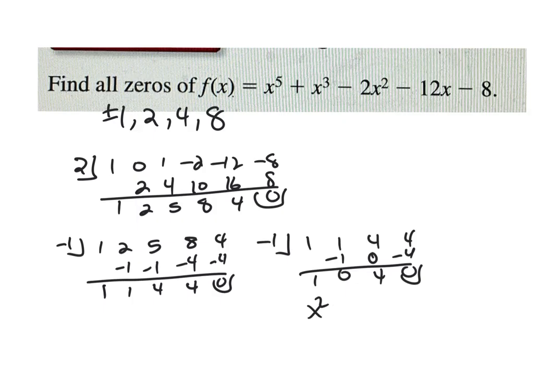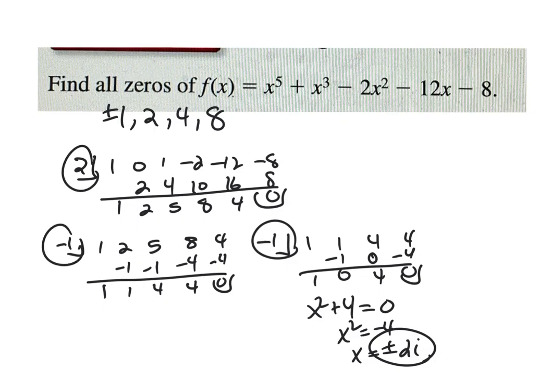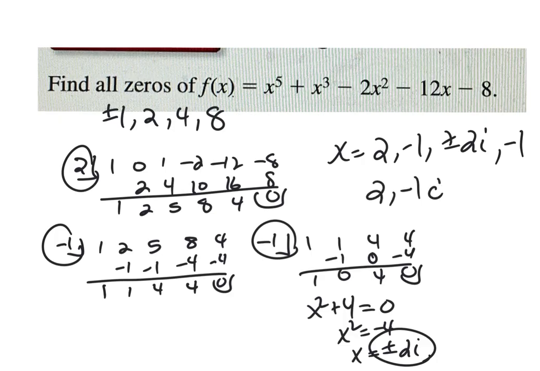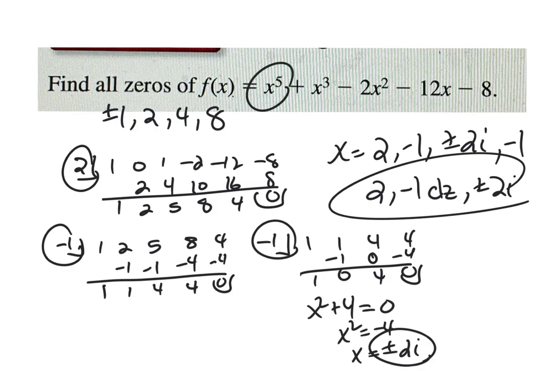So here's what I have: x squared plus 4, that's what I've got left down there, equals 0. If I move the 4 over and take the square root, I get plus or minus 2i. So all my zeros would be 2, -1, and plus or minus 2i. But -1 actually counts twice. Sometimes we could put -1 as a DZ for double zero, and then plus or minus 2i. And there are my 5 answers. I knew I was going to get 5 from the beginning. So it's going to be a little bit of work today.